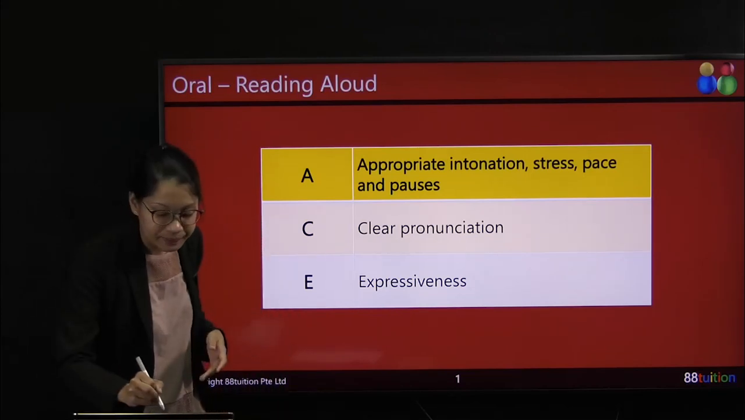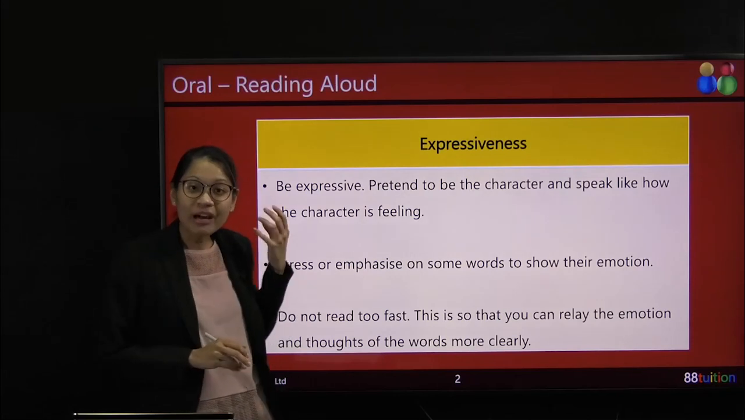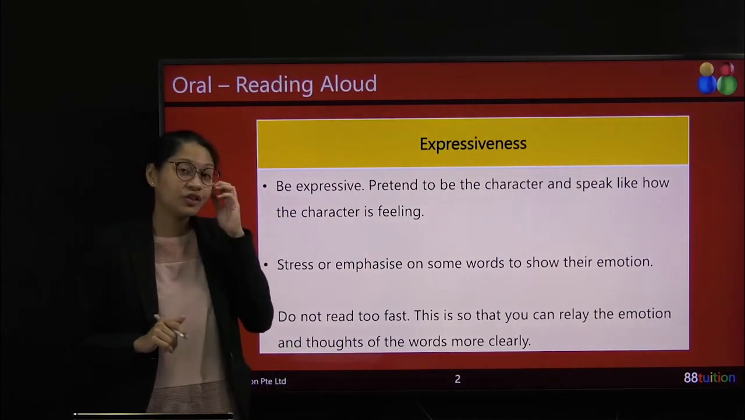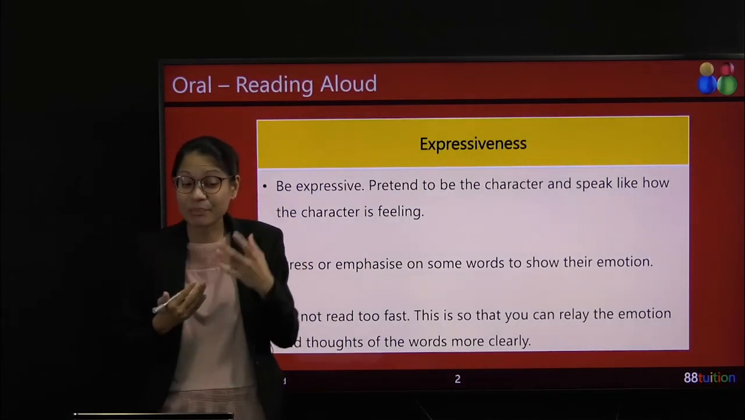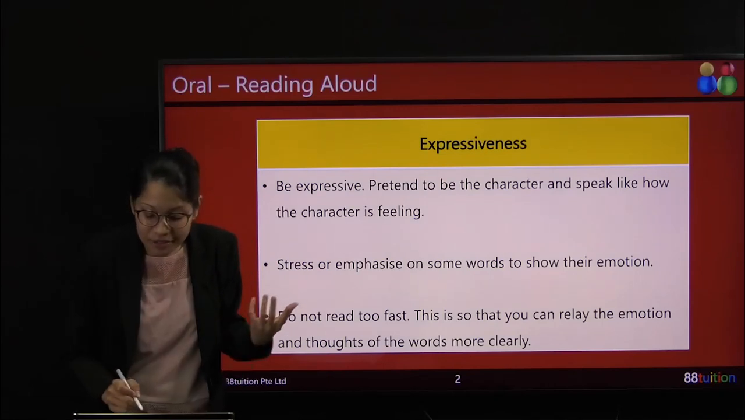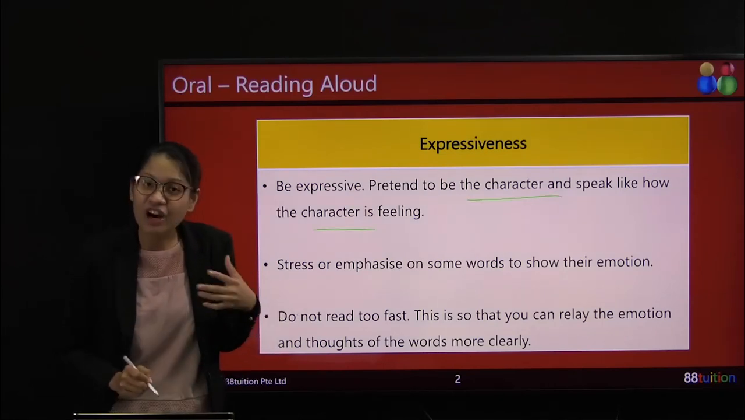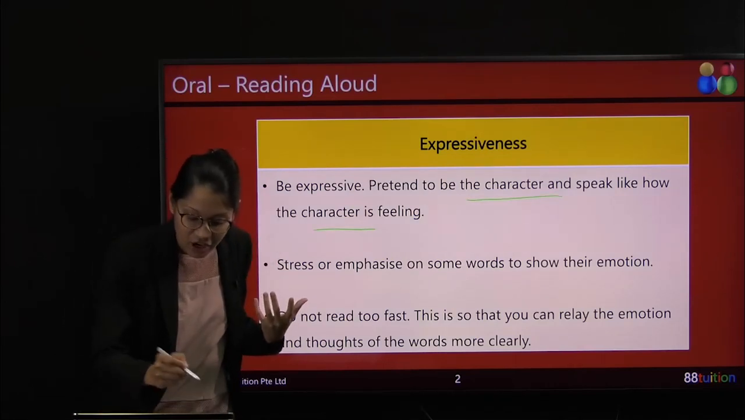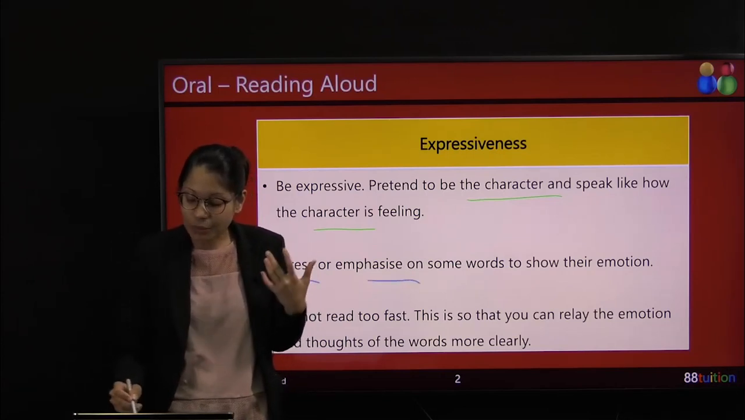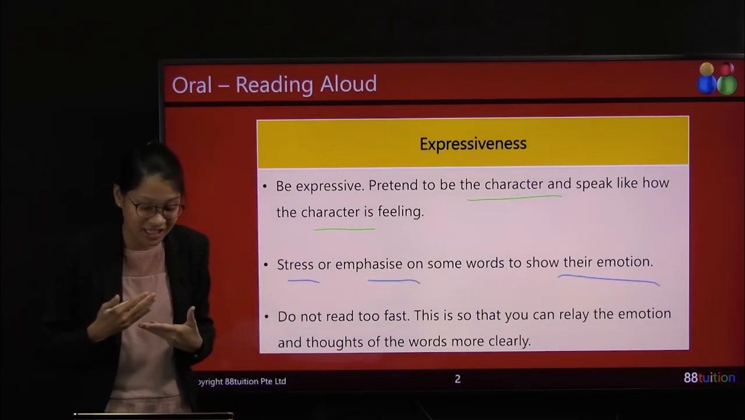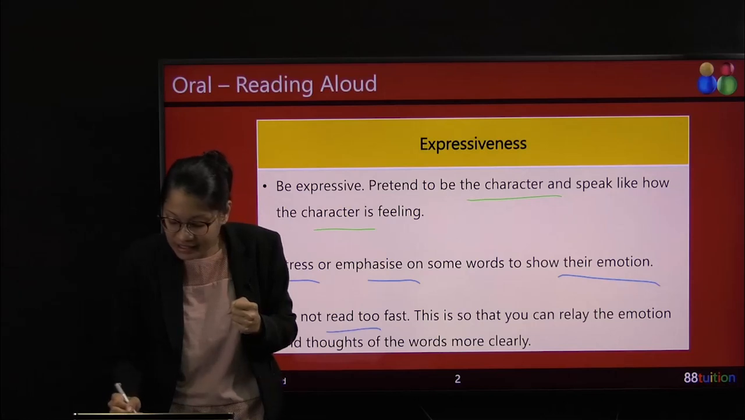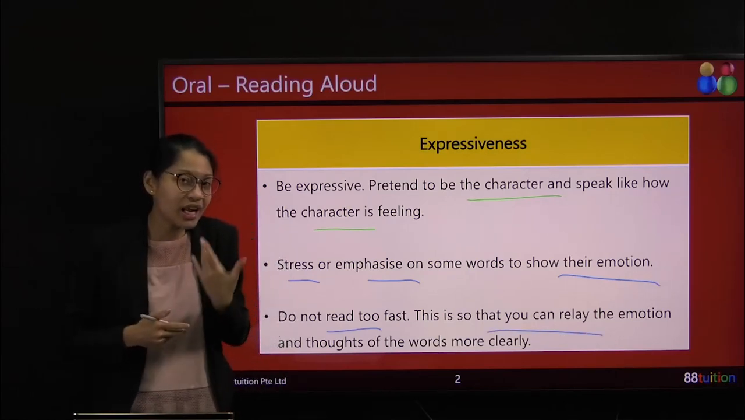Now, talk about expressiveness. We have to try to be as expressive as possible depending on the situation. Pretend to be the character and speak like how the character is feeling. Now, stress or emphasize some words to show their emotion. Do not read too fast. This is so that you can relay the emotion and thoughts clearly.